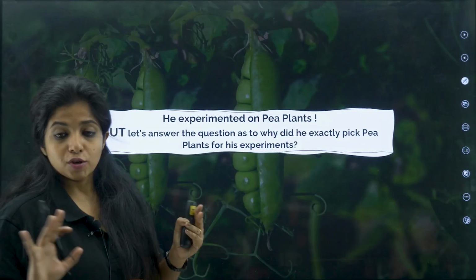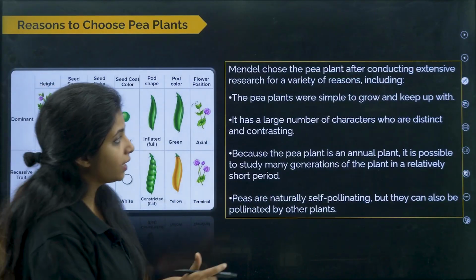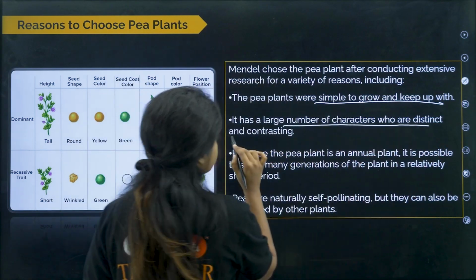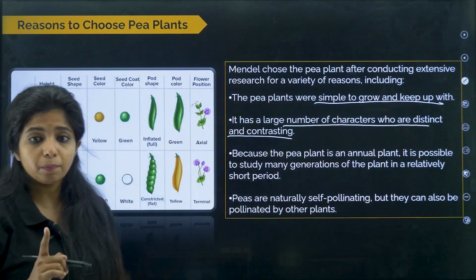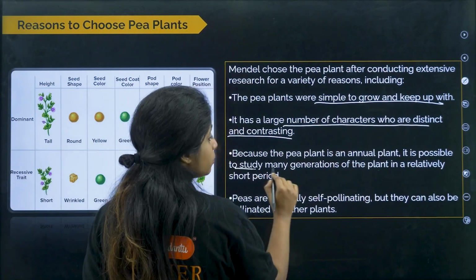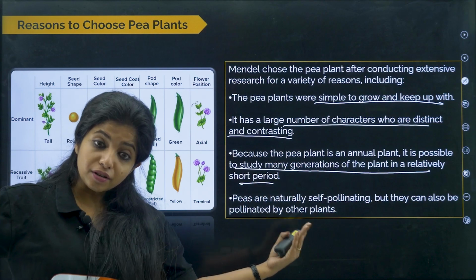You will get confused. So I told you he experimented on pea plants, right? Why did he experiment on pea plants? As I said, it was simple to grow and keep up with. There was a large number of characters which are distinct and contrasting. I told you 7 pairs of contrasting characters are there. Because the pea plant is an annual plant, it is possible to study many generations in a shorter period. So I don't have to wait for years to see the results.